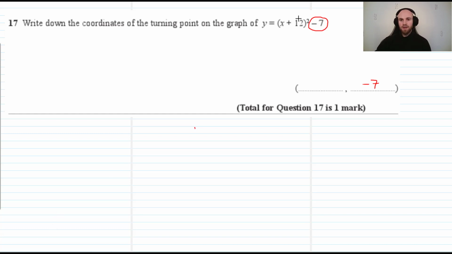And if I do this in blue, well, in the bracket, we have this plus 12 inside the bracket. So this is going to affect x, but it's going to do the exact opposite of what we think it's going to do. So instead of adding 12 to x, it's going to subtract 12 from x.